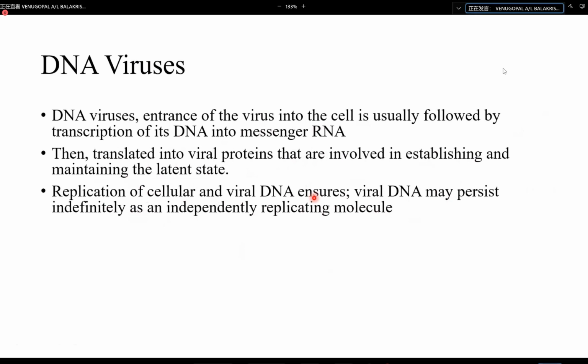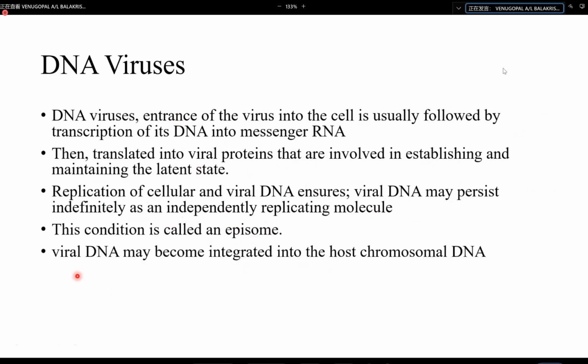When the cell proliferation happens, the viral DNA, which is already integrated, makes sure that the viral DNA is now replicated into the daughter cells. And this condition is called episome. So this is how the virus is being replicated.